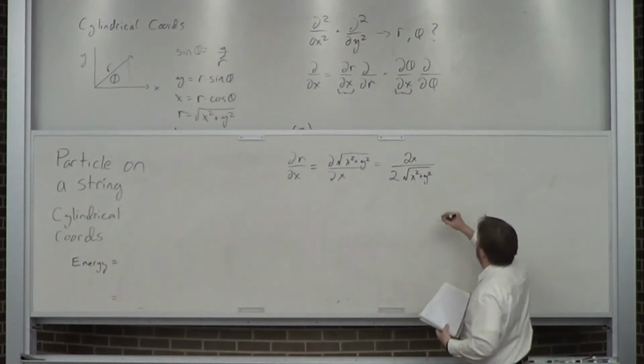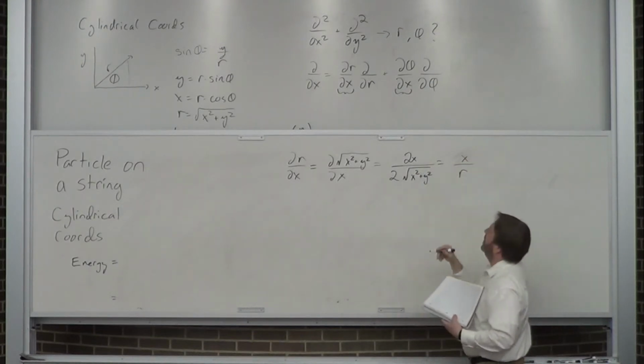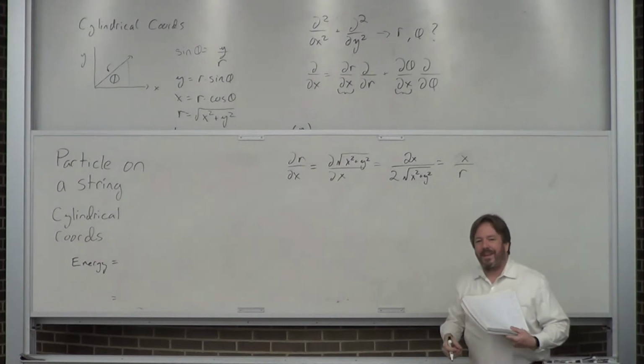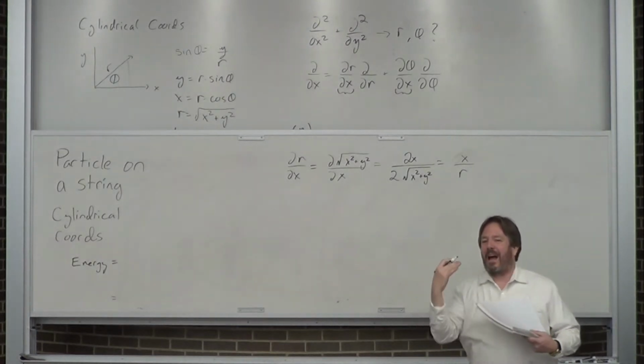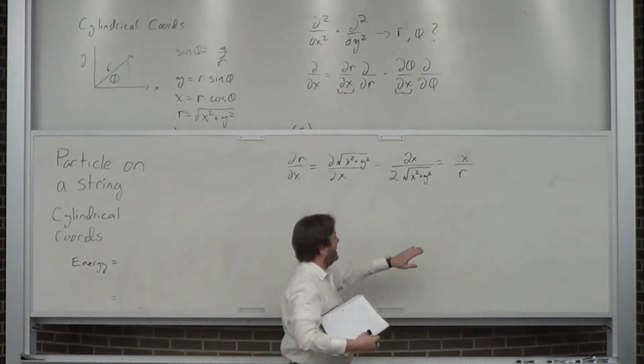Okay, so I can obviously simplify this a little bit. Oh, wait a minute, the 2's are gone, right? x, oh look at that, that's r. Square root of x squared plus y squared is r. However, I've made a mistake. The mistake is to stop here.